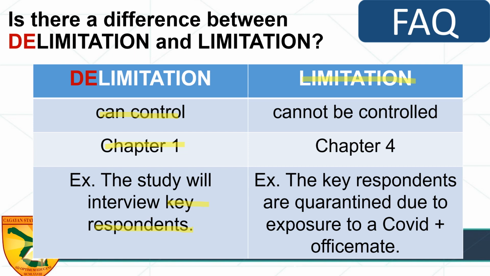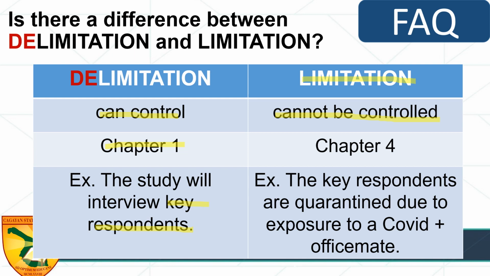Limitations, on the other hand, are those conditions beyond the control of the researcher. They may place restrictions on the conclusions of the study and their application to other situations. These are the things that cannot be controlled by the researcher, and because they cannot be controlled, we cannot conclude in more general terms.